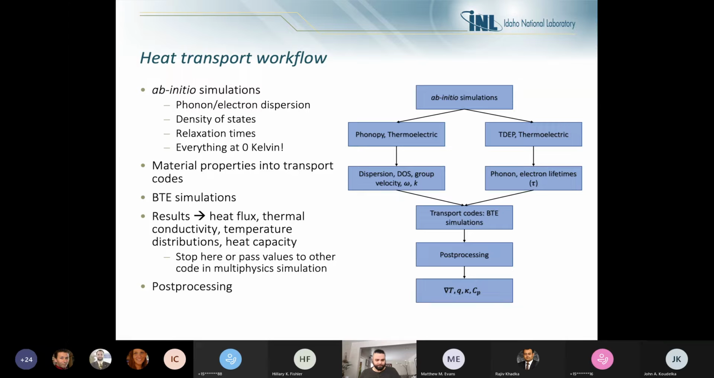Because we have informed our codes from the atomic scale, we now run them in a Boltzmann transport equation where you might have things on the millimeter scale or the microscale, so 10 to the minus 3 meters and 10 to the minus 6 for microscale. Through validation and verification efforts, we actually might be able to apply those to the macro scale.